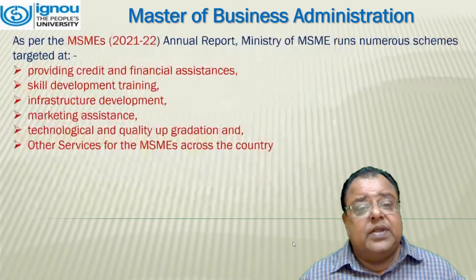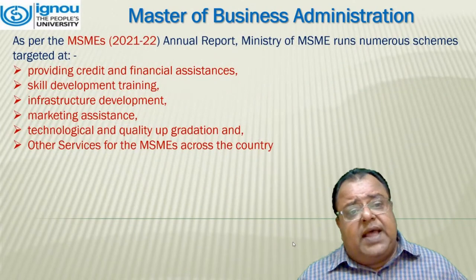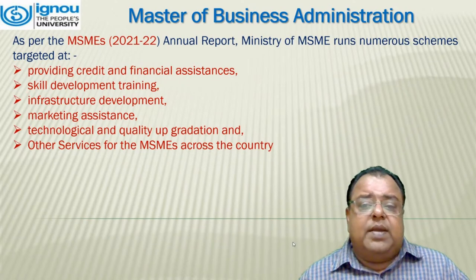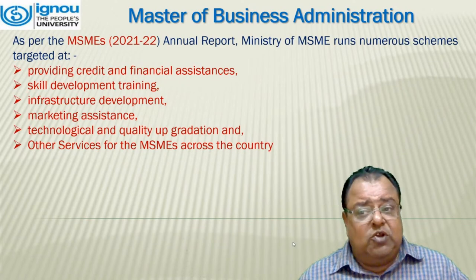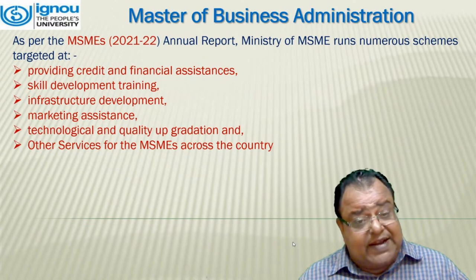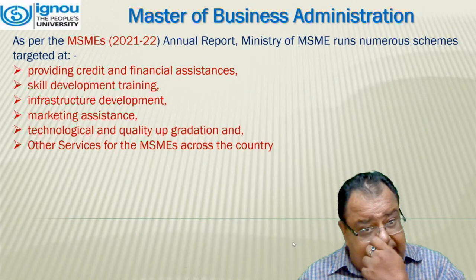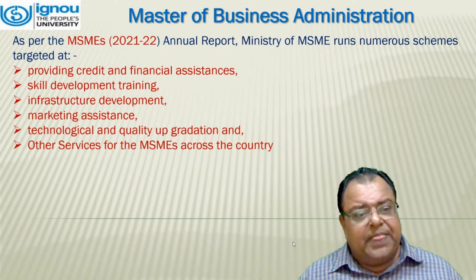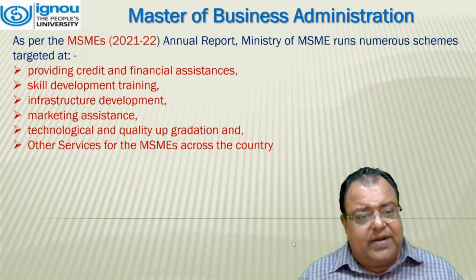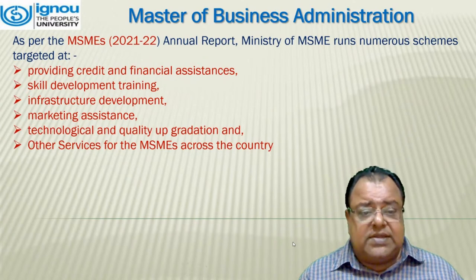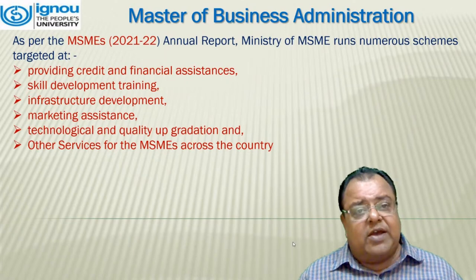In the passage, as per the MSME 2021-22 annual report, the Ministry of MSME runs numerous schemes targeted at different segments and sectors, such as providing credit and financial assistance, skill development training, infrastructure development, marketing assistance, technological and quality upgradation, and other services for the MSMEs across the country.